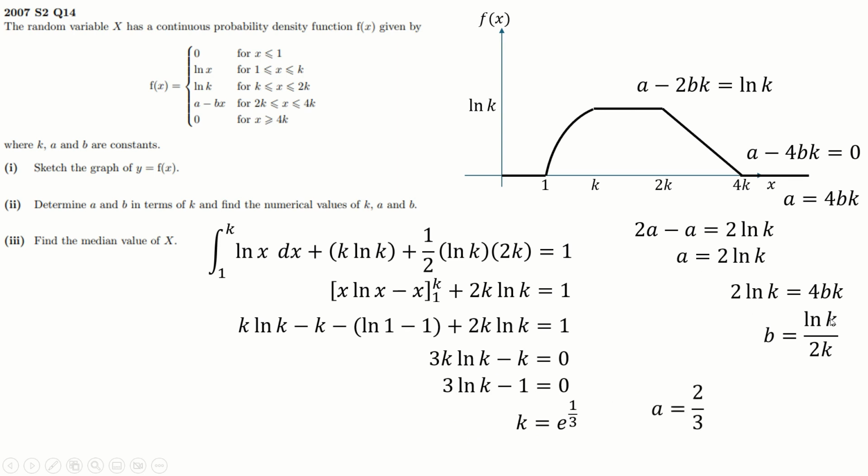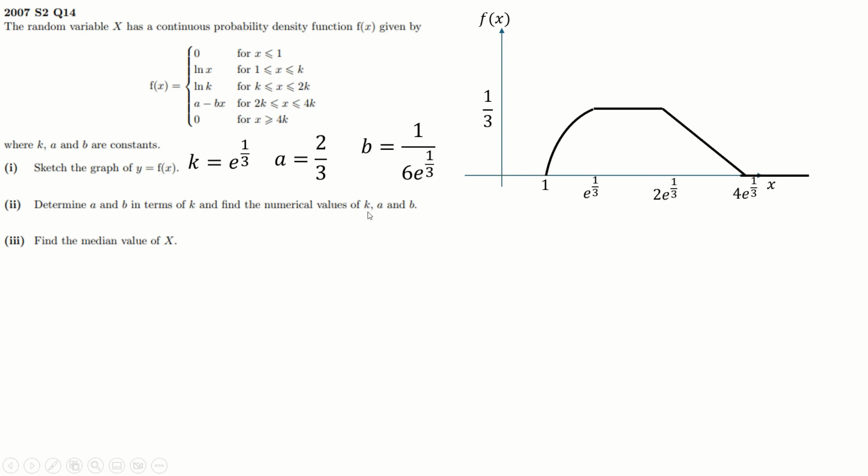And here, log of e to the third is just a third. Divided by 2 lots of e to the third is 1/6 e to the third. And the e to the third is on the bottom as well. Yeah. And we get a and b there. So that's going to be that. And then it says find the median value of x.